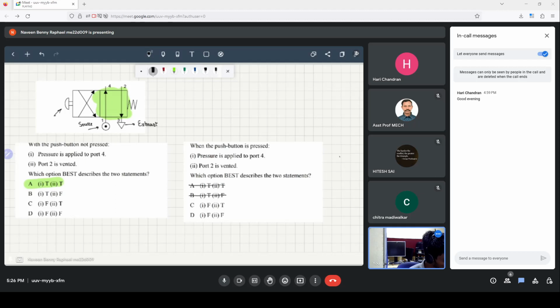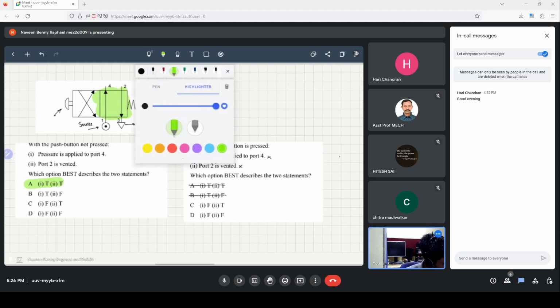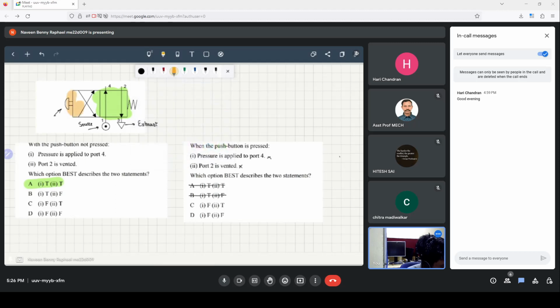Port 1 is connected to port 2, and that means port 4 will be connected to port 3. Therefore, port 2 is not vented. So both of these are false. That means yes, you are right. I will just mark this slightly better so when other people look at this, they'll understand. So that's wonderful.